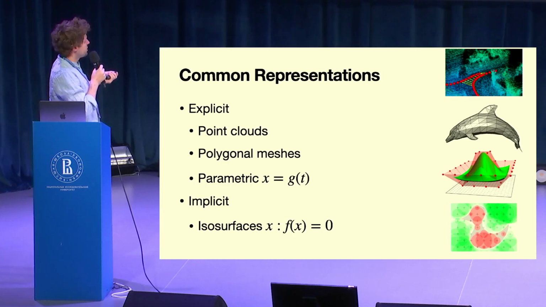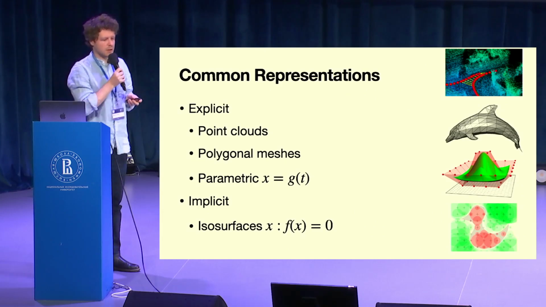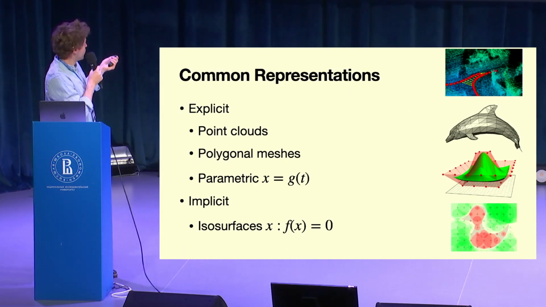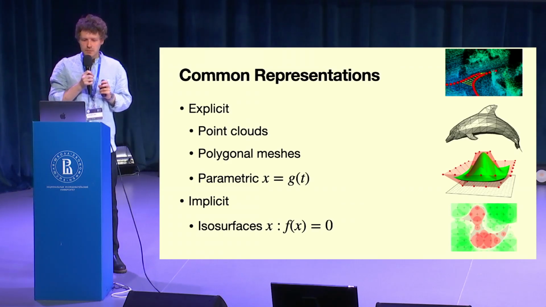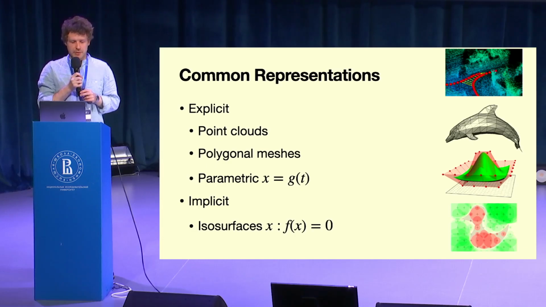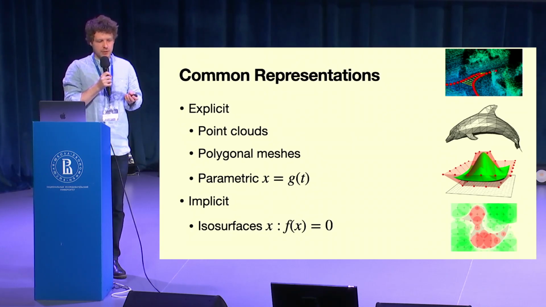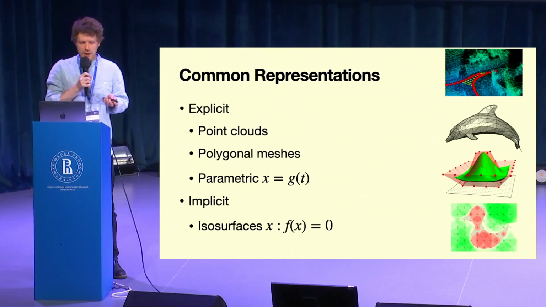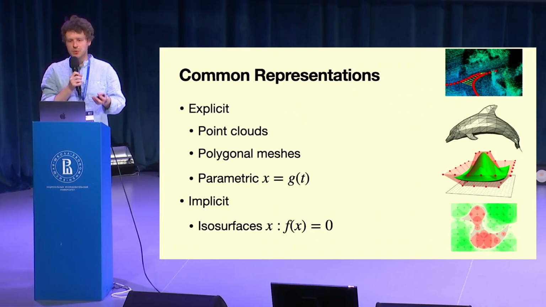Another common representation of data is the polygonal mesh. Essentially, you approximate your body with a surface which consists of, for example, triangles. And another representation is parametric, for example splines, where you have several parameters that you transform into a smooth surface.